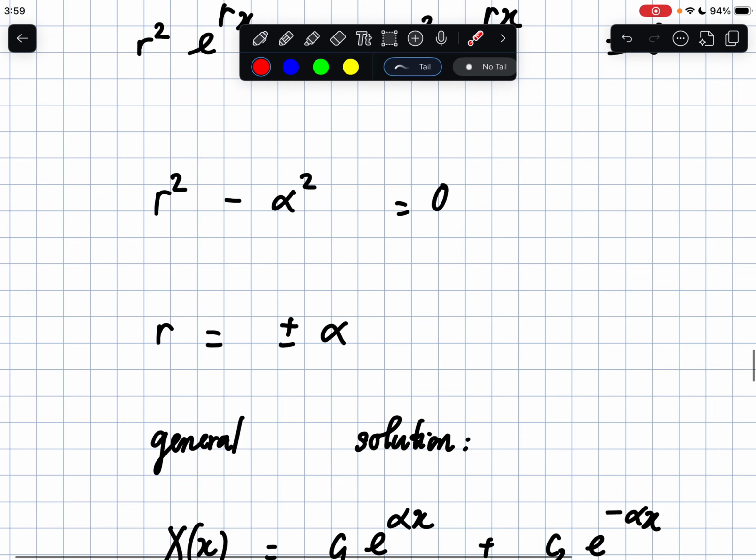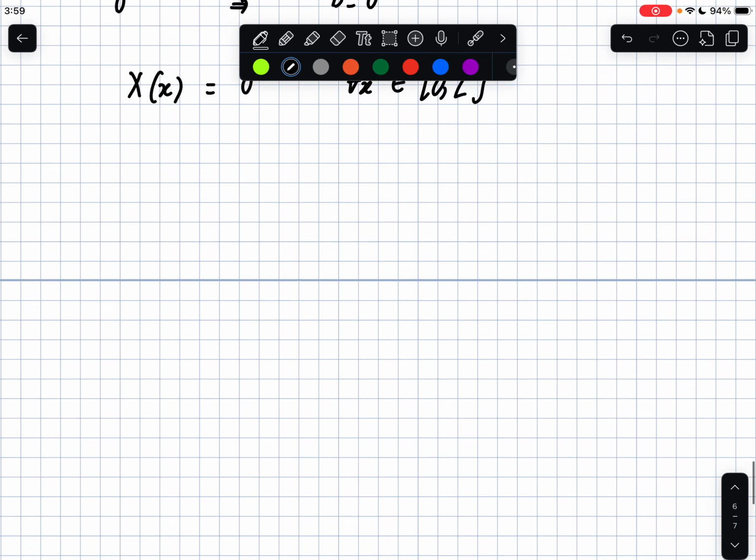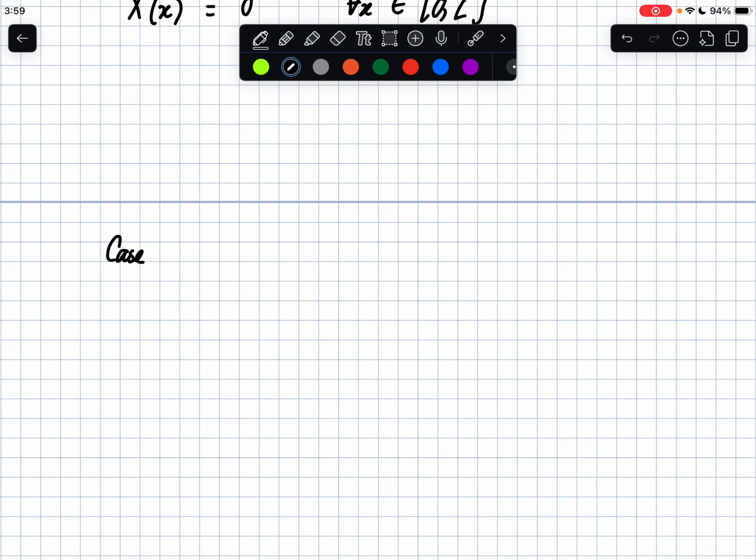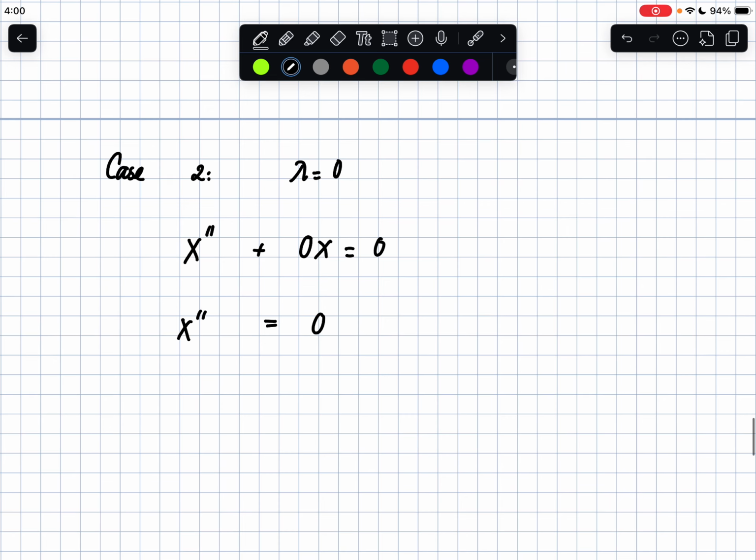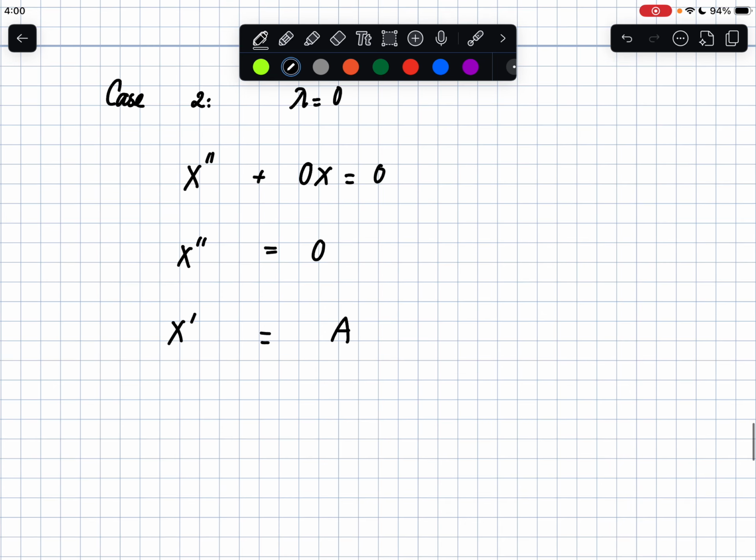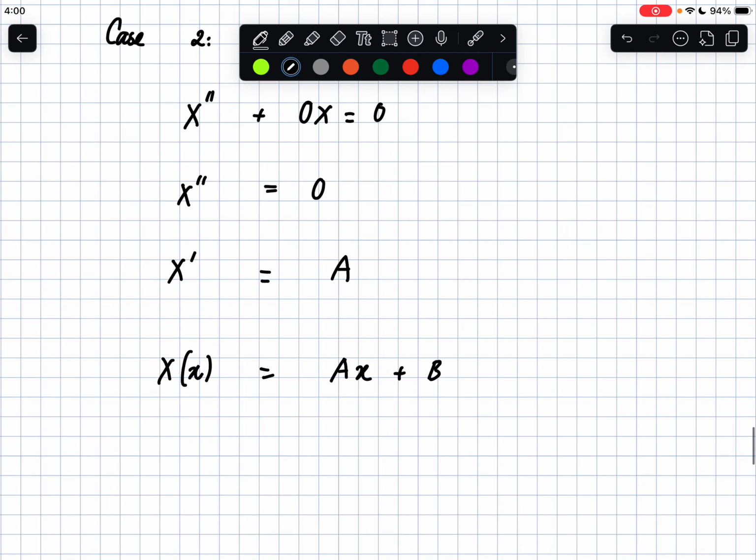Now we consider case 2. Case 2, lambda 0. So we have the equation X double prime plus lambda X, which is plus 0 X, equal to 0. X double prime equal to 0. X prime equal to, say, a constant A. X must be A times x plus another constant B. This is X of x.